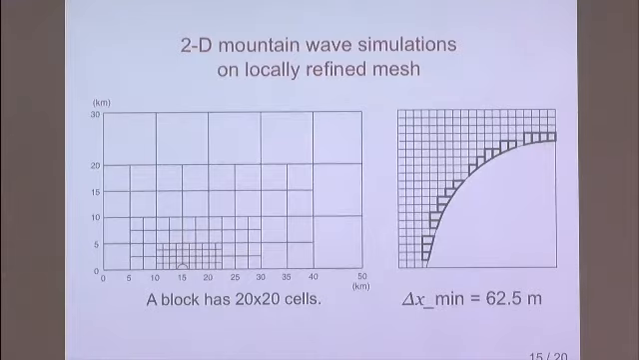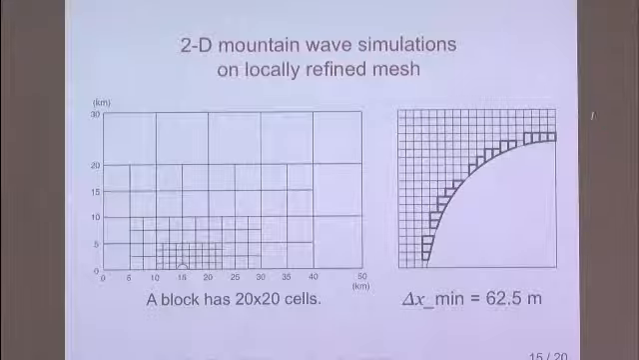The right picture is an enlarged view of the block that contains the topography. This block has 20 by 20 cells, and the semicircular mountain is represented by cut cells with cell merging.